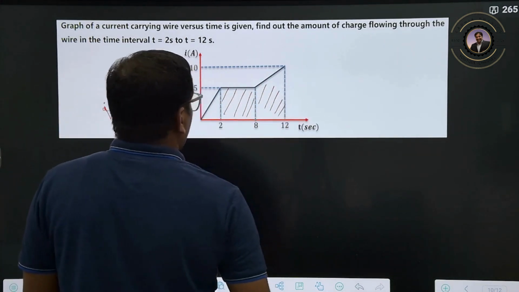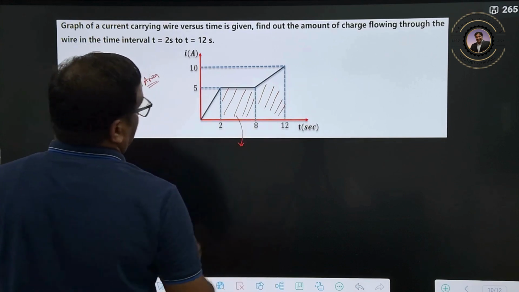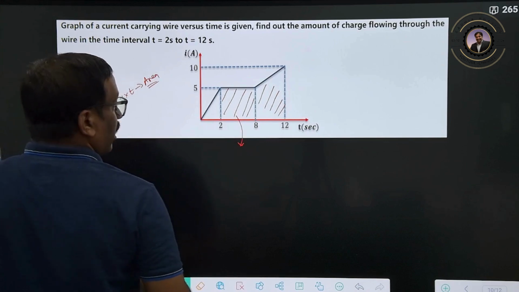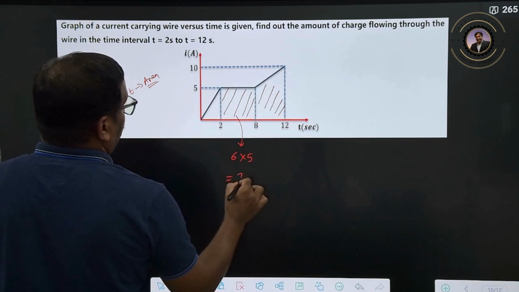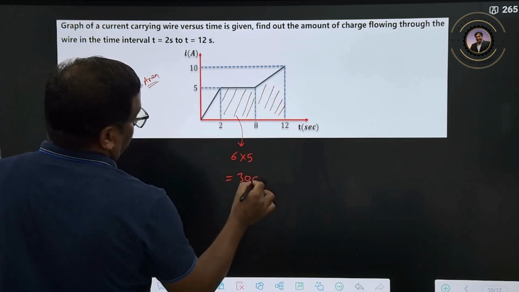Clear? So what is this area? This area is nothing but 8 minus 2, therefore it is 6. So this height is nothing but 5. So therefore 30. So 30 coulomb this side now.